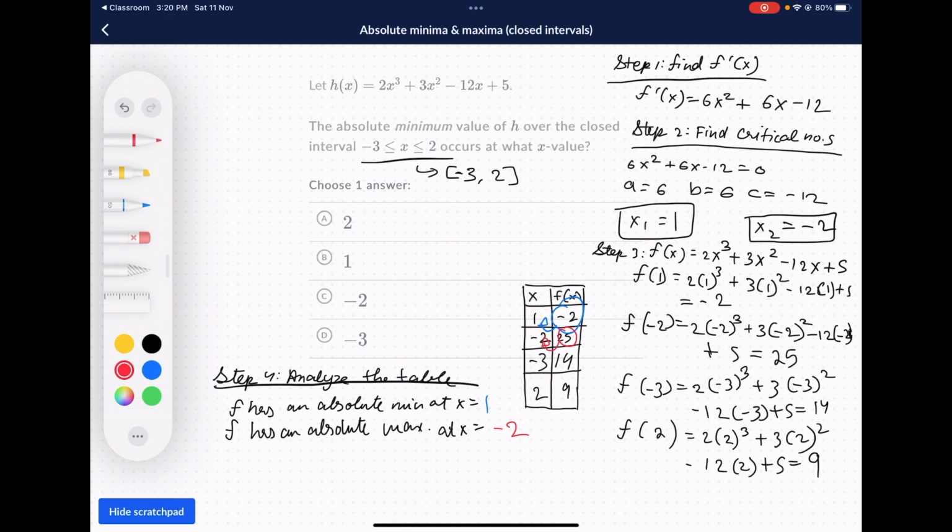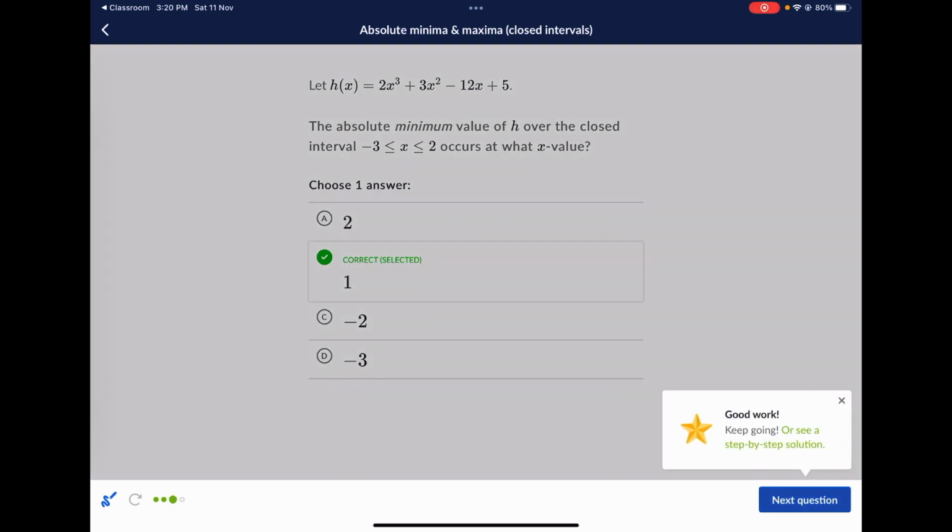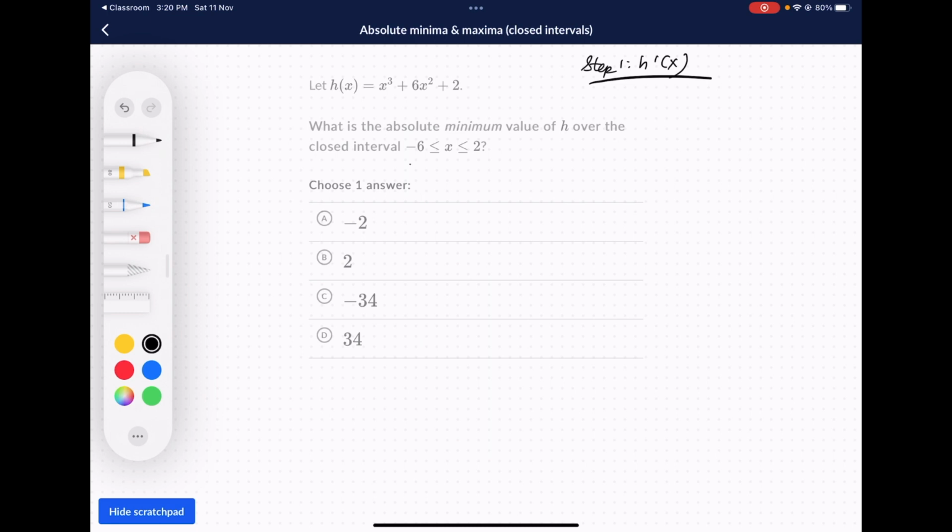So they're asking you for the minimum value of h at what x value. Since they're asking for the x value, you're not going to find the f of x value itself, you're going to find one of these. And minimum, so our minimum is 1, so at x is equal to 1. And again you can write this as negative 6 comma 2 and use this bracket to signify a closed interval.